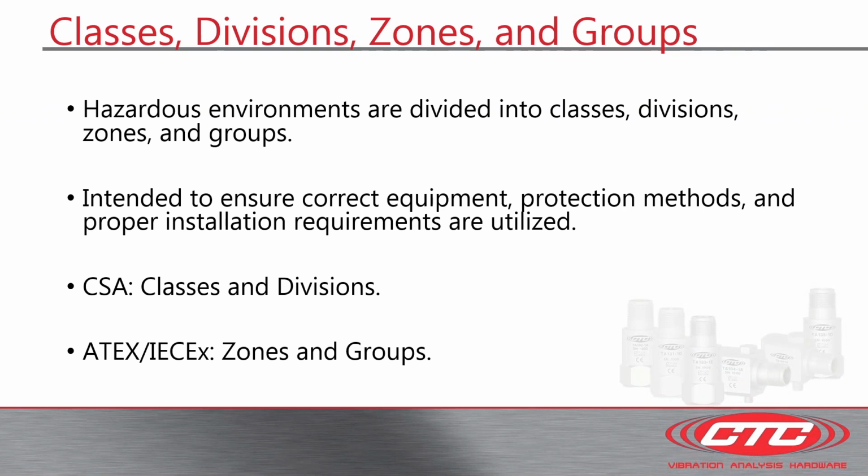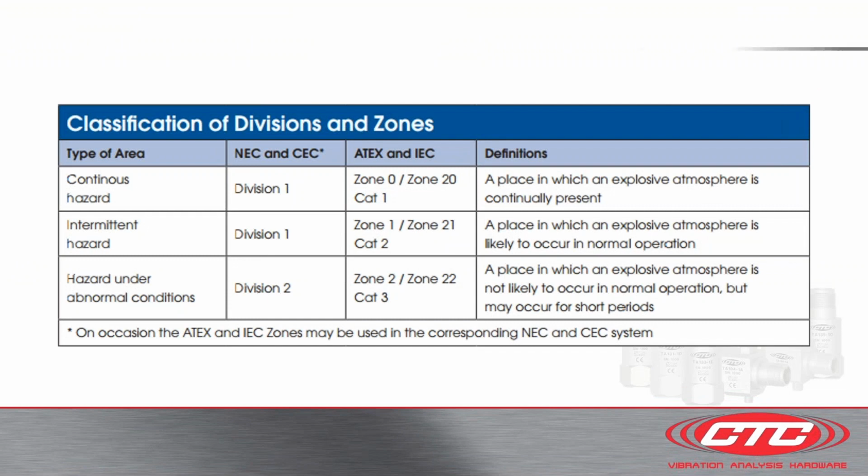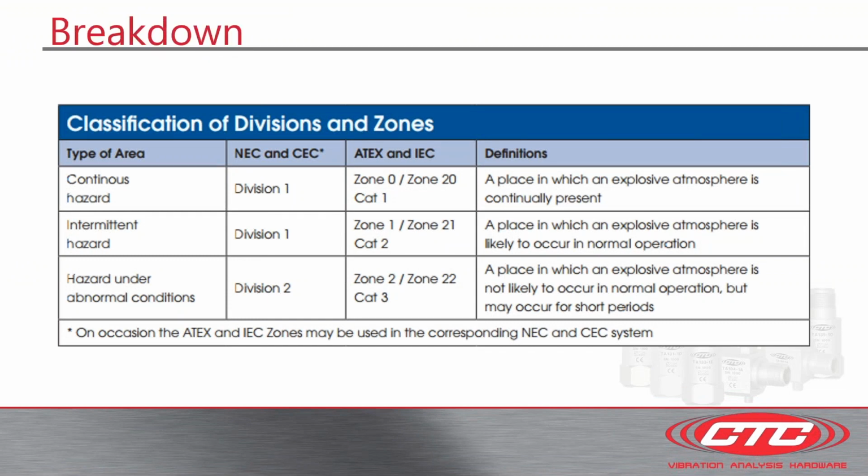Hazardous environments are divided into classes, divisions, zones, and groups. These are intended to ensure that correct equipment, protection methods, and proper installation requirements are utilized in the specific zones. CSA is divided into classes and divisions, whereas ATEX and IECEx are divided into zones and groups. Here is a breakdown of the differences between CSA's divisions and ATEX and IECEx's zones.